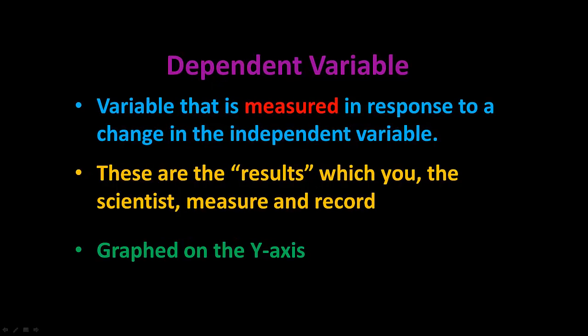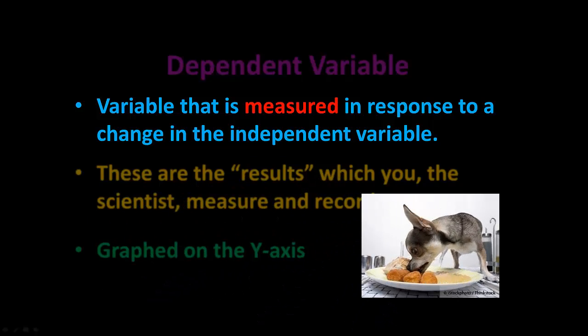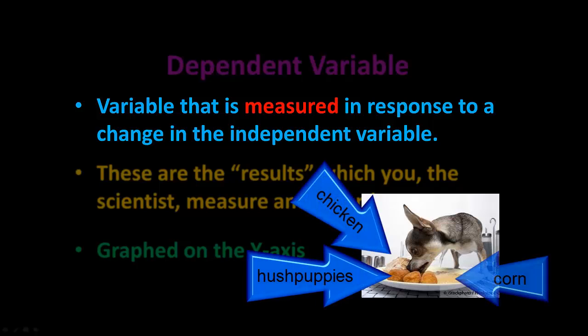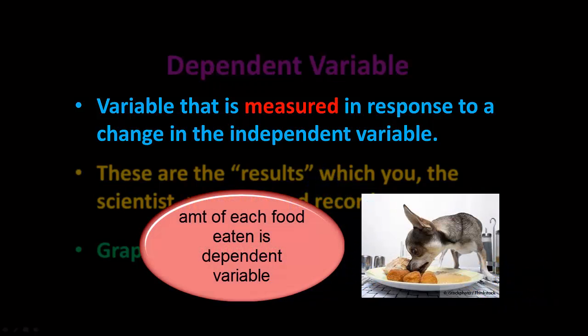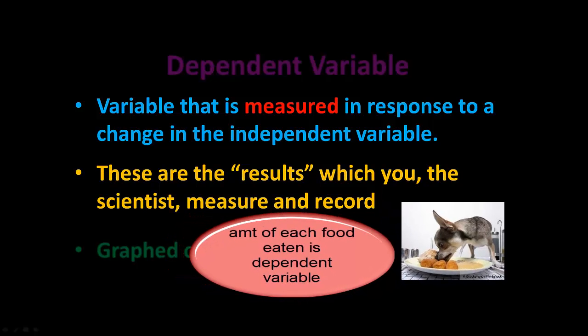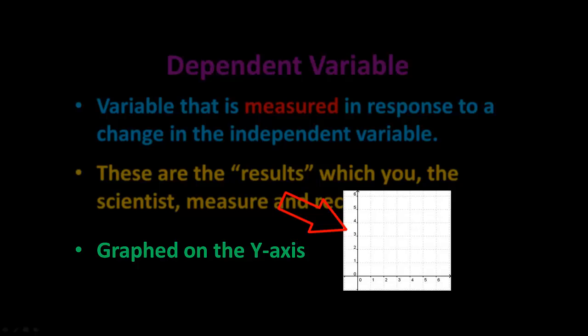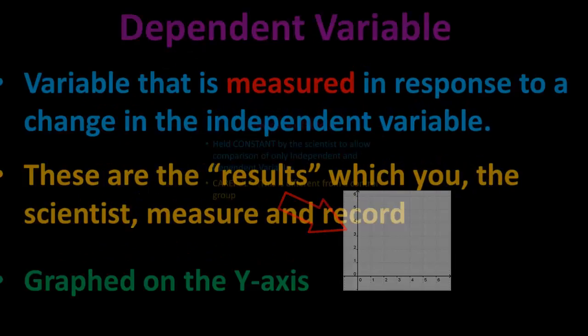The next type of variable is the dependent variable, and that variable changes because of the independent variable. And it is also the variable that you measure. So let's go back to the type of dog food experiment. What changes depending on the independent variable or the type of dog food? Well, it would be the amount of food that my dog ate. So the amount of food would be the dependent variable. It's the variable that I will measure and the variable that will change because of the type of dog food, or the independent variable. The dependent variable is always graphed on the y-axis.